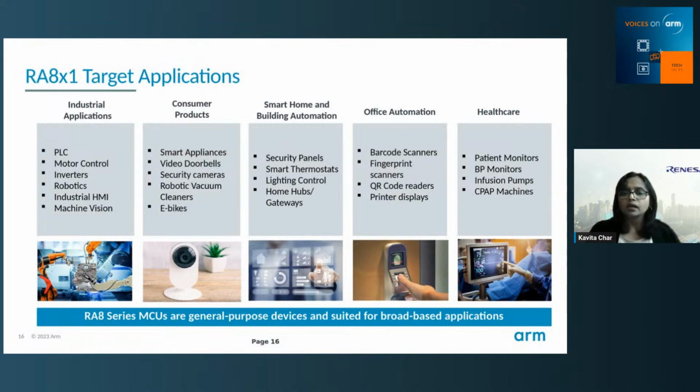This could mean the higher performance of the core. It could mean Helium that can help accelerate your AI implementations. It could mean the graphics features that can help you build those graphics applications. And of course, higher temperature range for those industrial applications. So we have very carefully curated and built in these features that can help enable these kinds of applications.